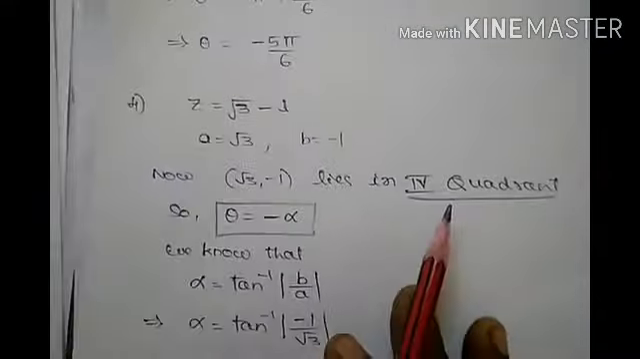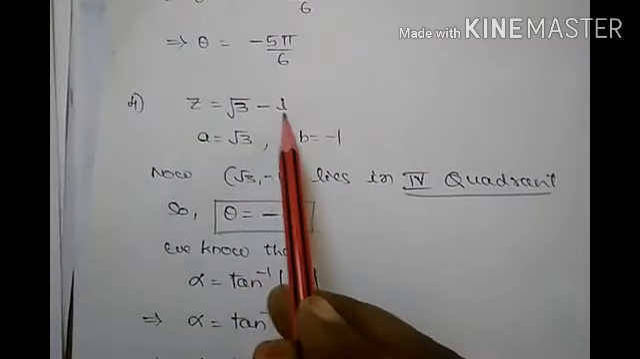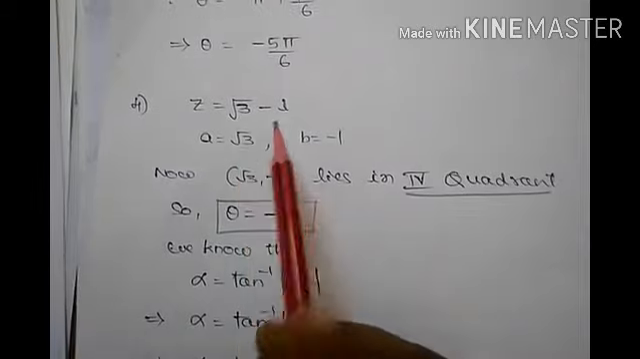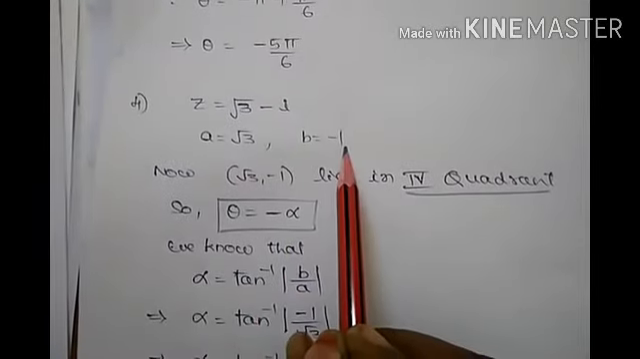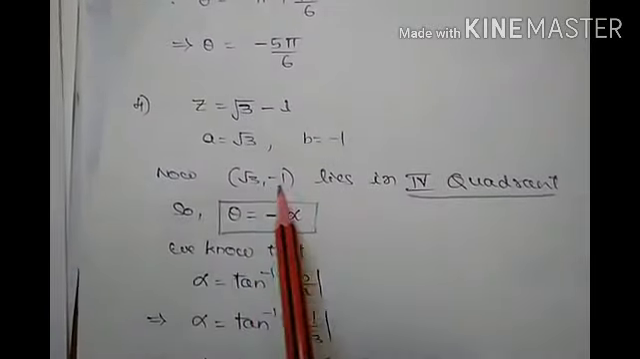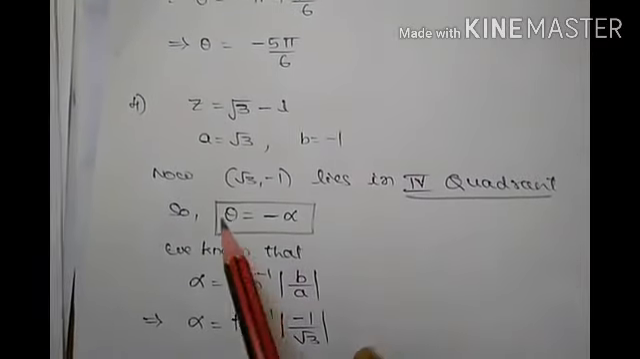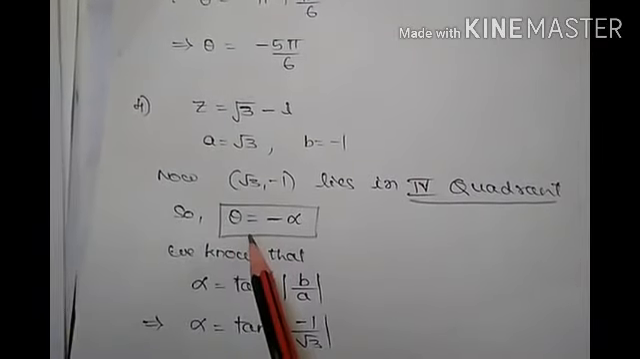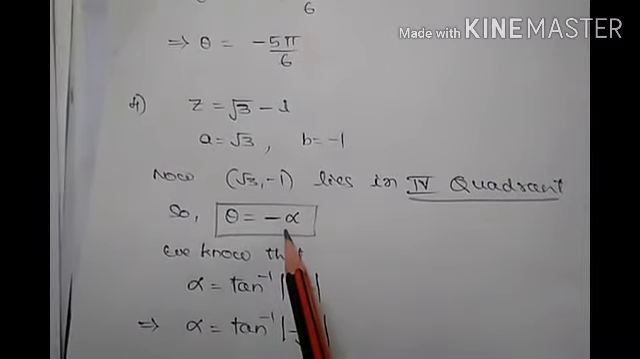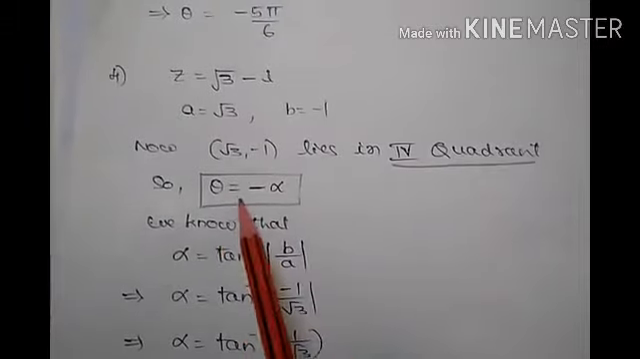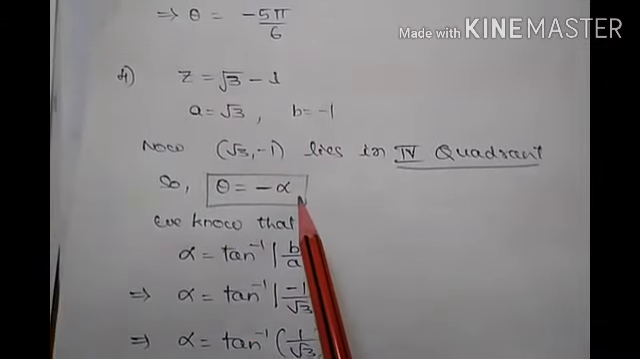Then the fourth example, z equal to root 3 minus i. That means here the real part is positive and the imaginary part is negative. The point root 3 comma minus 1 lies in the fourth quadrant. Therefore, in the fourth quadrant, we know that argument theta equal to minus alpha.